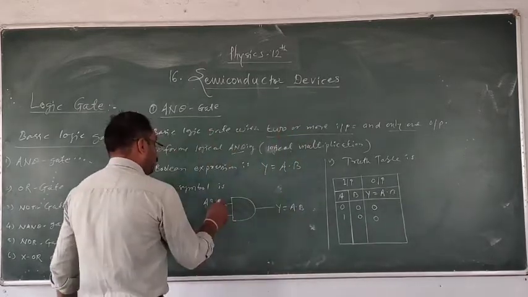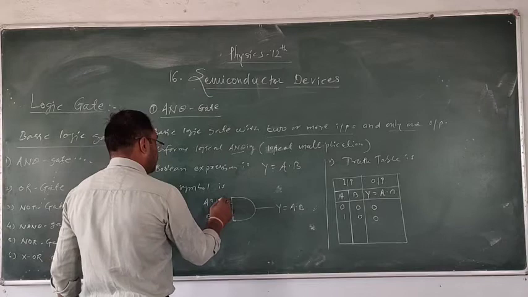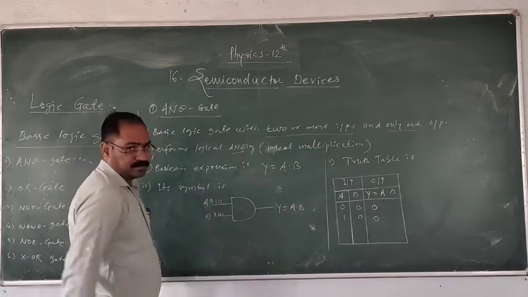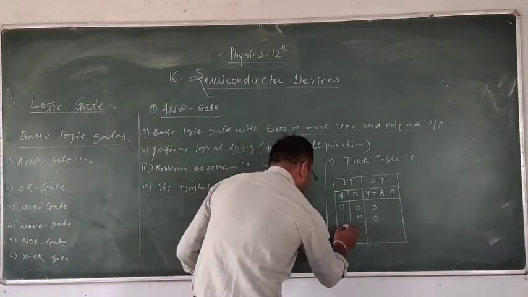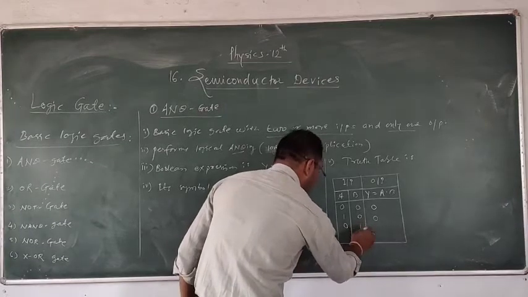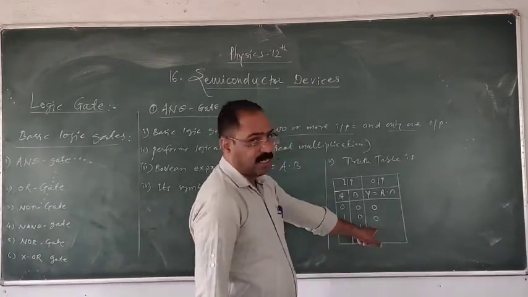Then next, A is at 0 and B is at 1. So now A is at 0 level, B is at 1 level, 0 dot 1 is again 0.